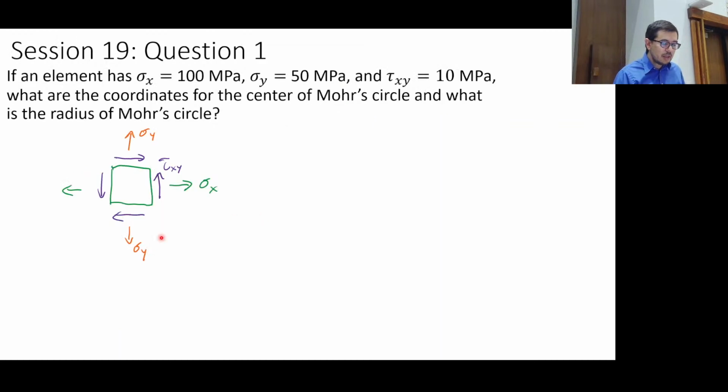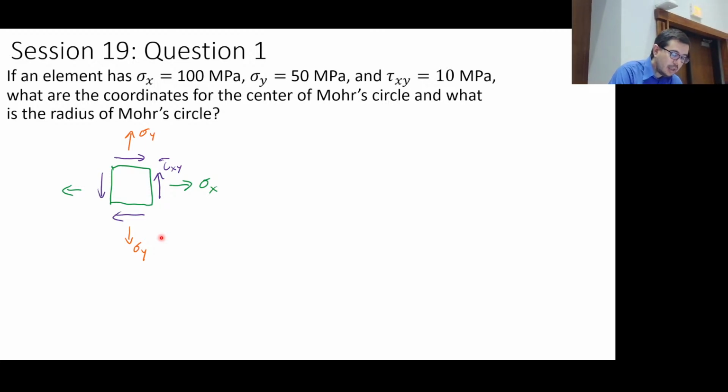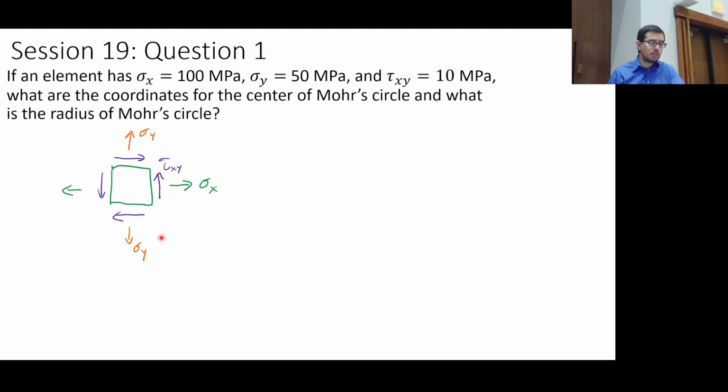So let's take a look at a question here. I think this may be one of the first ones on the homework. The question is: if an element has sigma x equal 100 megapascals, sigma y equals 50 megapascals, and tau xy equals 10 megapascals, what are the coordinates for the center of Mohr's circle, and what is the radius of Mohr's circle?